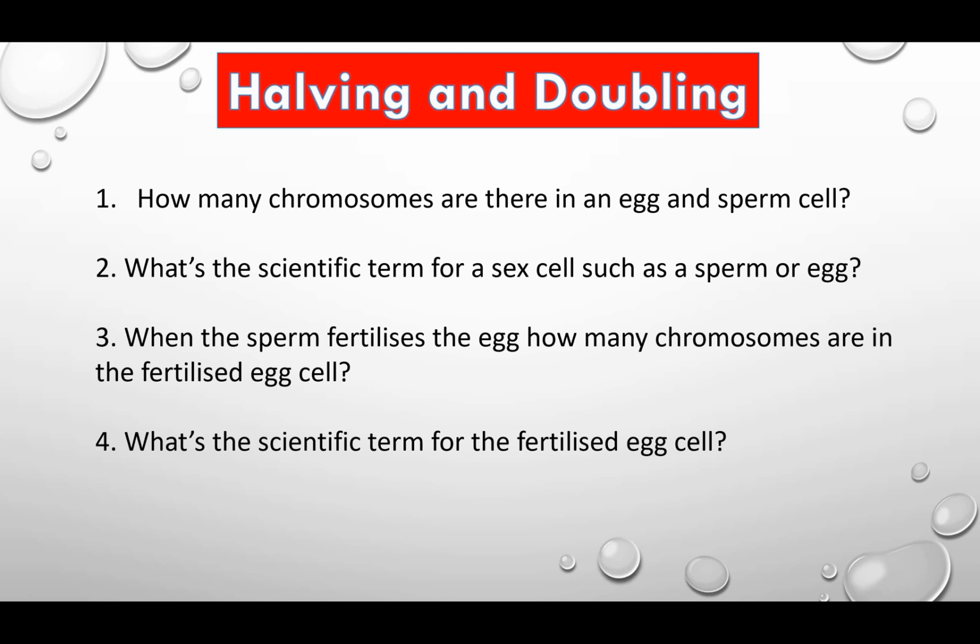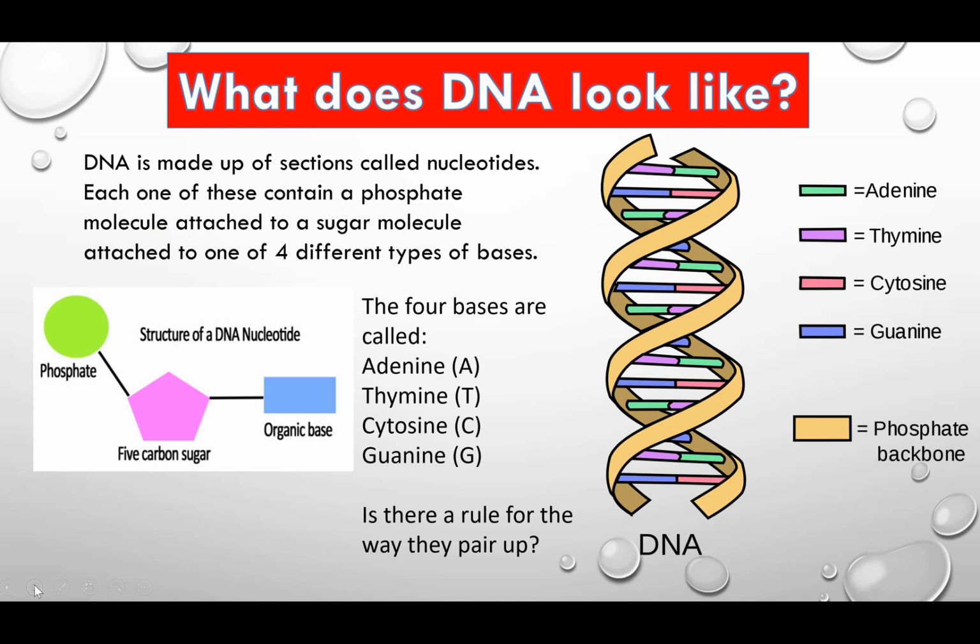And here are the answers. So how many chromosomes are there in an egg and a sperm cell? There are 23 in each. What is the scientific term for a sex cell such as a sperm or egg? It is a gamete. When the sperm fertilizes the egg, how many chromosomes are in the fertilized egg cell? 46, or we can sometimes write it as 23 pairs. What's the scientific term for the fertilized egg cell? It is a zygote.